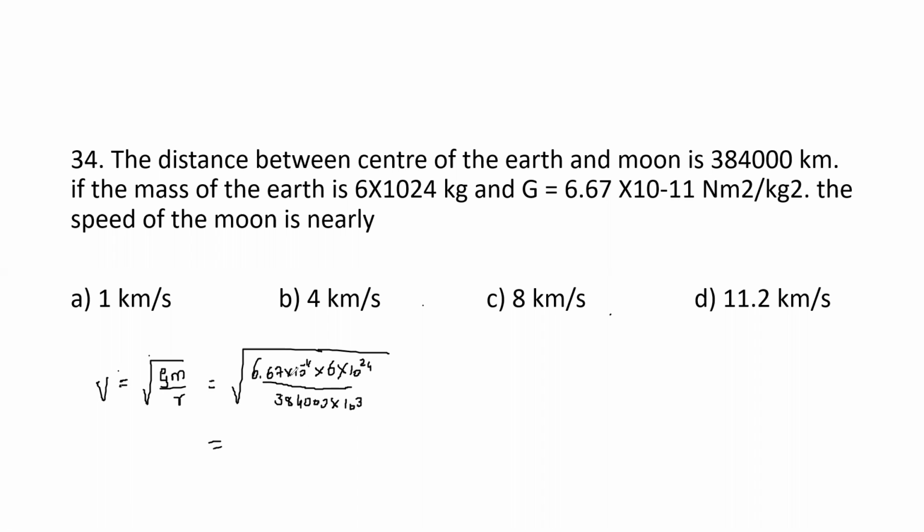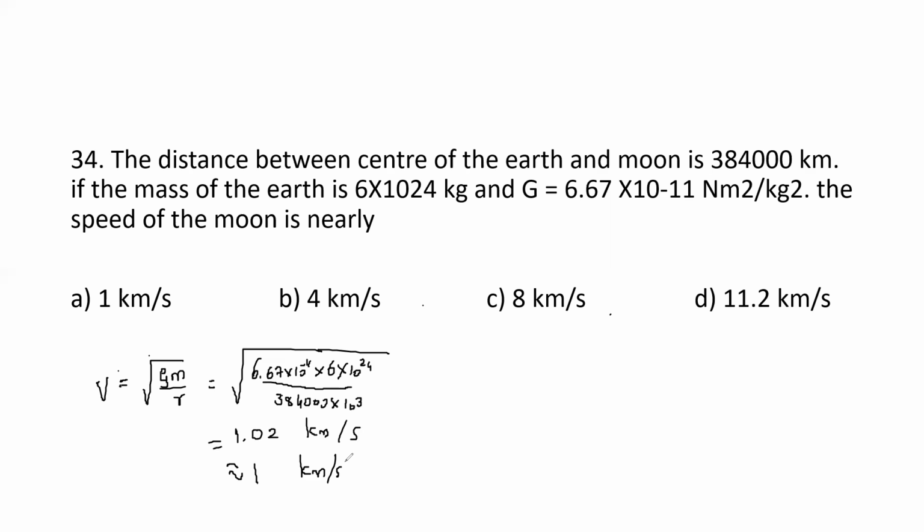If you simplify this, that is 6.67 into 10 raised to minus 11 into 6 into 10 raised to 24 divided by 384,000 into 10 raised to 3, you will get the value of v as 1.02 kilometer per second, or approximately 1 kilometer per second. Therefore, option A is the correct option here.